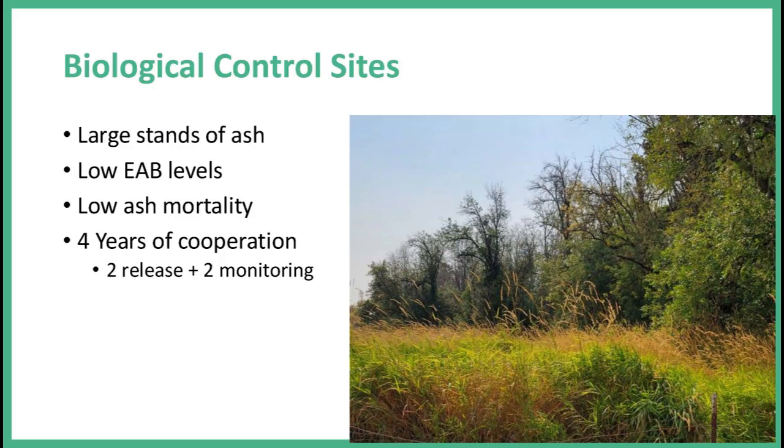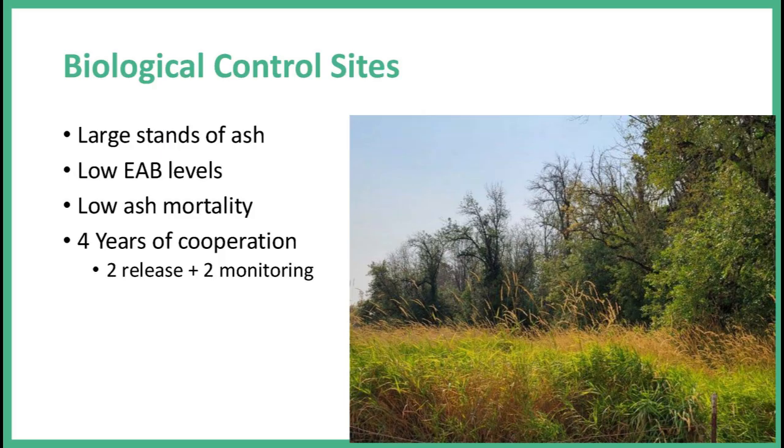We're looking for large stands of ash with mixed age classes. So we're looking for a site where all three of our species can establish and be successful. We're looking for low levels of EAB. We're looking for a site that has EAB detected, but we haven't seen mass mortality yet, because we're also looking for those trees where they'll be around for a couple of years.